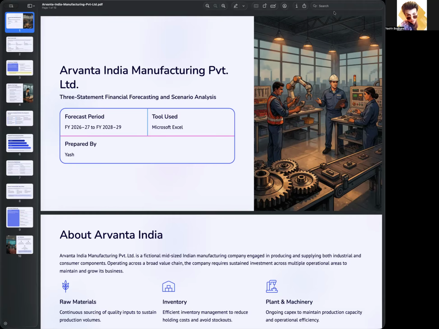So the purpose of this project was not simply to forecast a few financial numbers. The objective was to create a fully connected model where revenue, profitability, cash flow, capital expenditure, debt, and the balance sheets all work together. Now, before I open the Excel workbook and explain the calculations, let me first provide some context about the company, the business challenge, and the overall structure of the model.